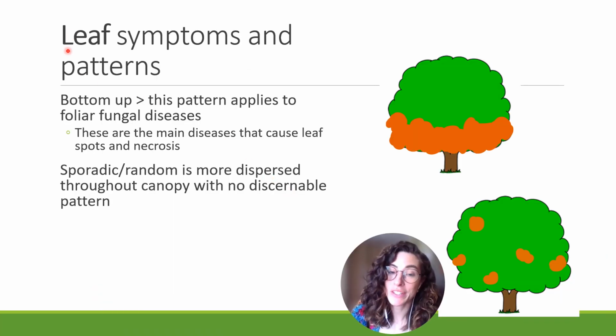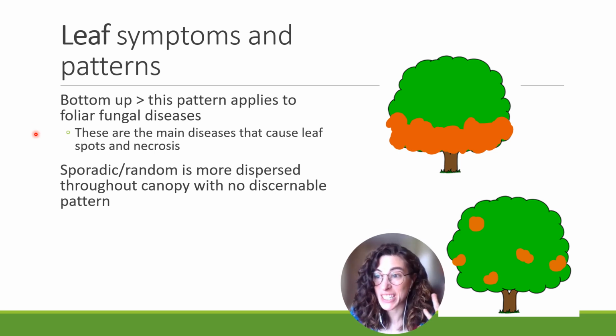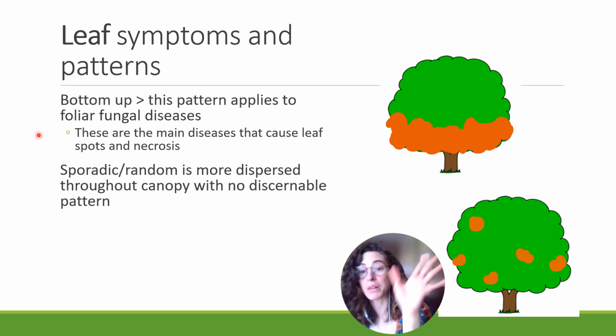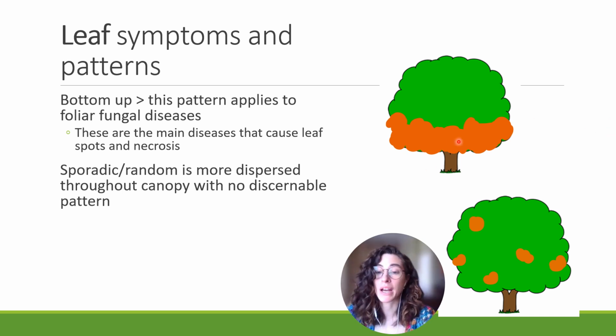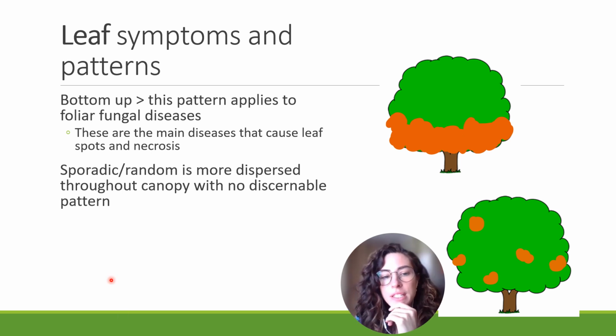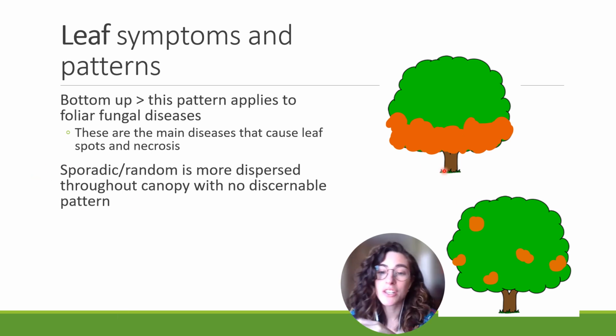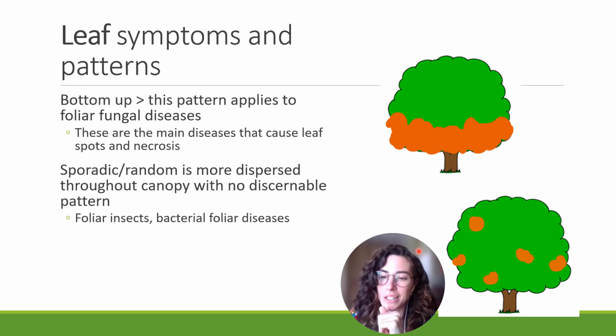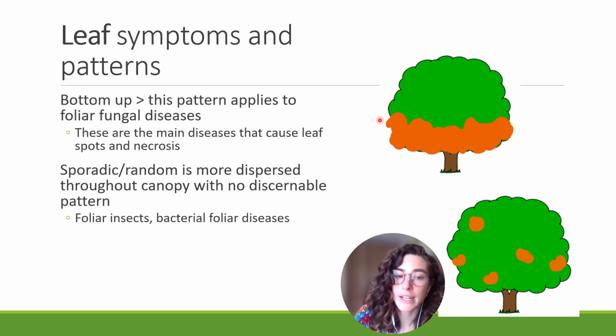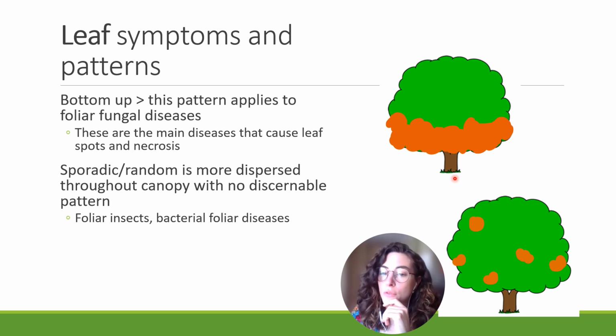Okay, so leaf symptoms and their patterns. Remember when I said that bottom-up pattern applied to foliar fungal diseases? This is one of the main diseases that causes foliar problems in plants. So that's great. Knowing that we have a bottom-up pattern, excellent. That really leans us towards a foliar fungal. Easy. But if we start to see more sporadic, random, dispersed without really a discernible pattern, that can be a couple different things. Typically our foliar insects or maybe some bacterial foliar diseases that don't follow this bottom-up pattern, because bacterial foliar diseases shouldn't. That's sort of the point. This is very fungal, all right?